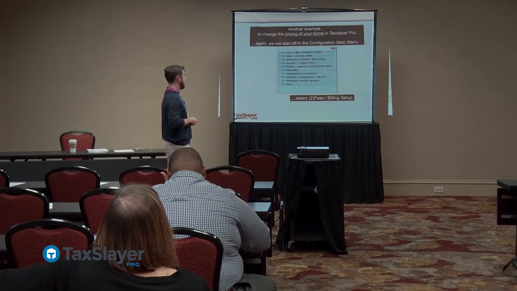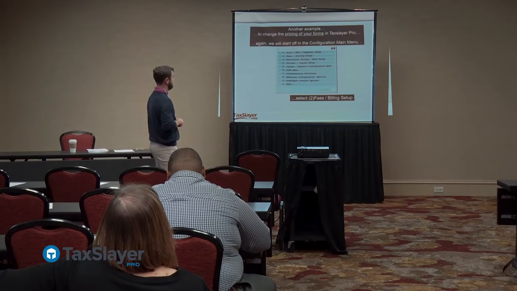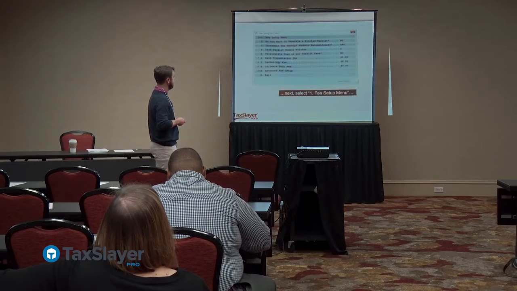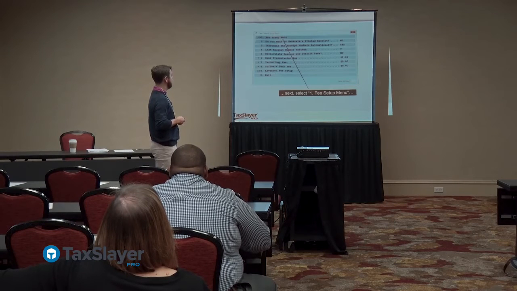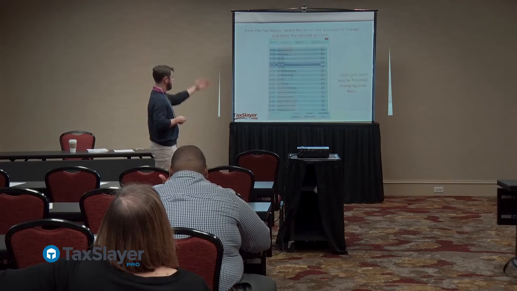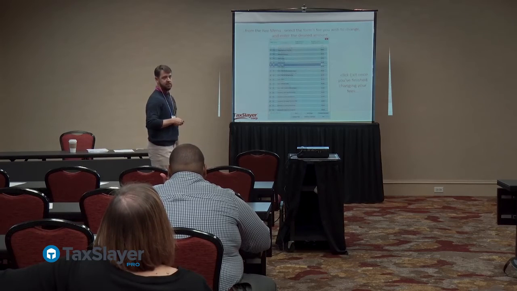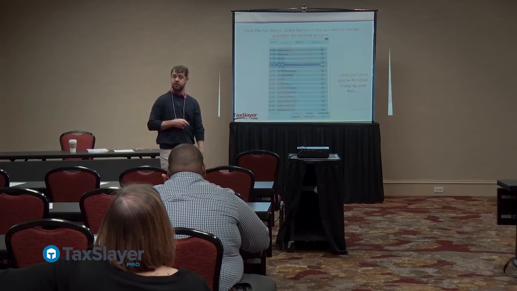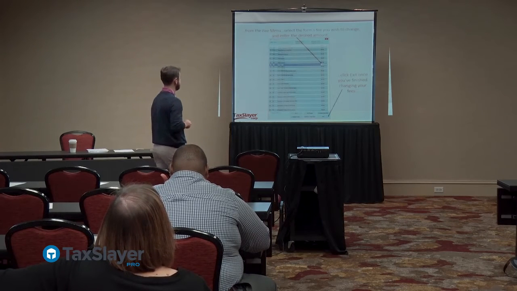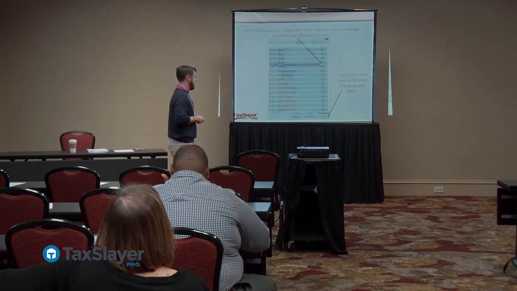Okay. Another example, to change the pricing of your forms in TaxSlayer Pro. Again, you go to that configuration from the main menu, that option 7. Okay. You'll go into option 2 from here, the configuration menu. And here we are, fees and billing menu. Go to option 1, your fee setup menu. And now here you are, and you can go in and change the fees for whatever it is that you need to change the fees to. Once you finish, you'll click exit.